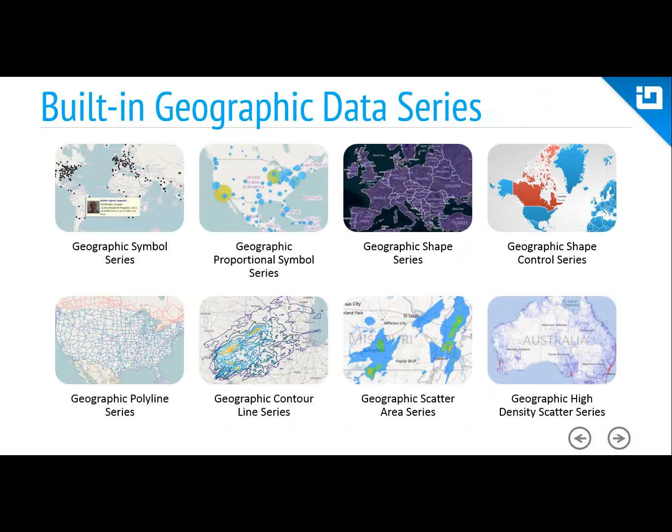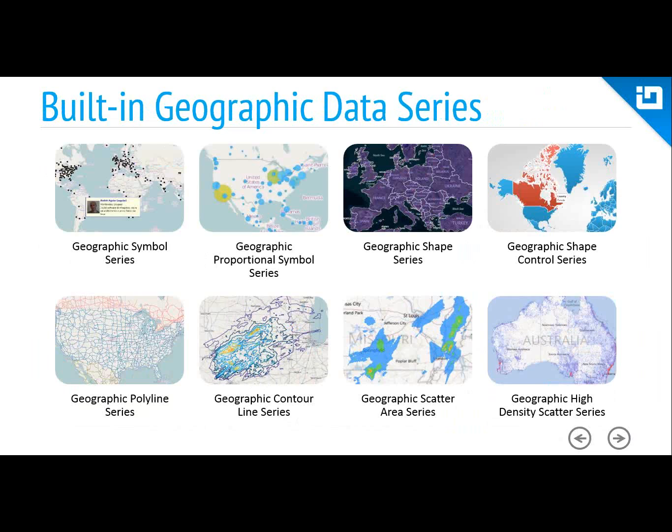So you can put scatter data with a symbol series. You have the proportional symbol, which has the scattered data. It's like bubble series, but on a map. The geographic shape allows you to load shape files like standard Esri shape files that we even provide with the control. So you can see shapes of countries, of counties, or continents.